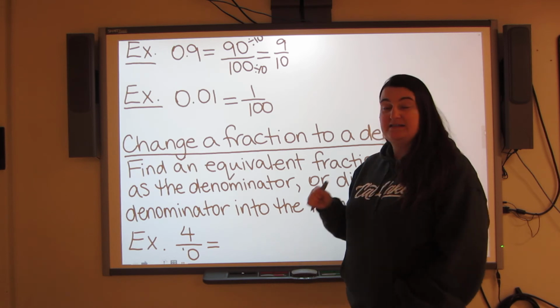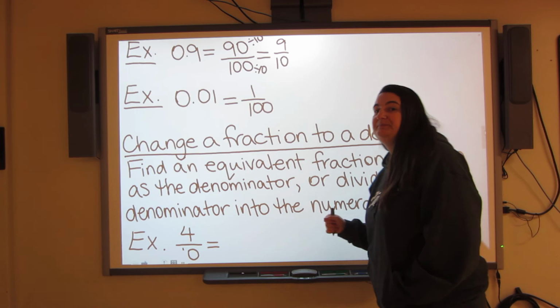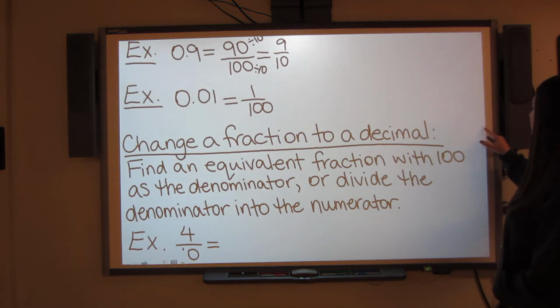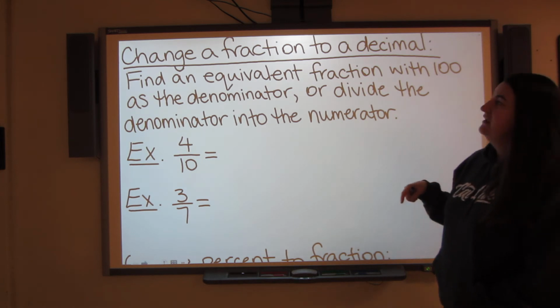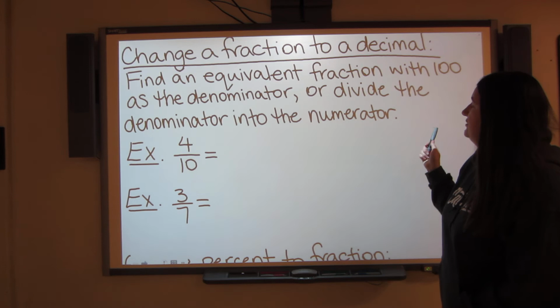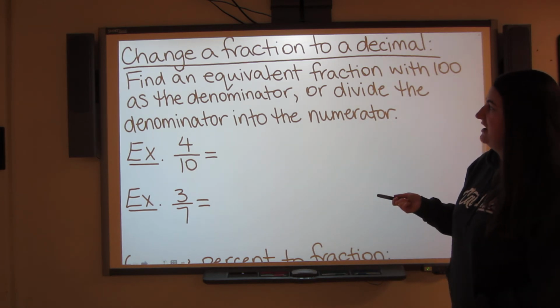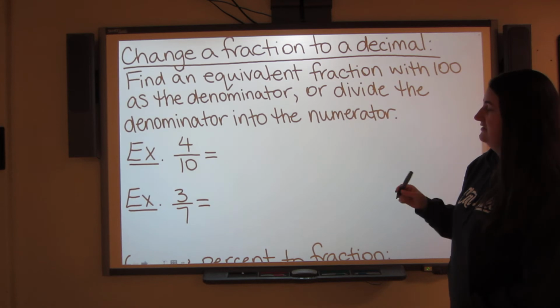All right, so that's how you change decimals to fractions. Now we're going to do the opposite. We're going to flip it around and change fractions to decimals. When you're changing a fraction to a decimal, you find an equivalent fraction with 100 as the denominator, or you divide the denominator into the numerator.